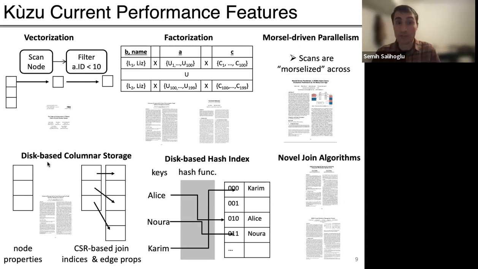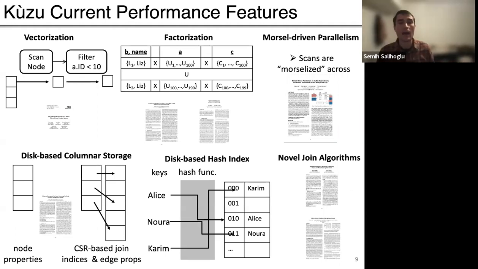Again, one of the things that we are going for is high scalability. So it's a disk-based system with columnar storage, both for the node properties, which are vanilla columns, but also the join indices and edge properties. They're based on a disk-based version of a popular data structure called CSR, I forgot what exactly the C stood for, columnar sparse row format, I think. Although that sounds a bit off, it's compressed sparse row, but it's essentially a columnar storage structure, very popular to store, for example, adjacency lists in graph libraries. It's a disk-based version of it, so it's highly efficient for scans of edge properties and adjacency lists.